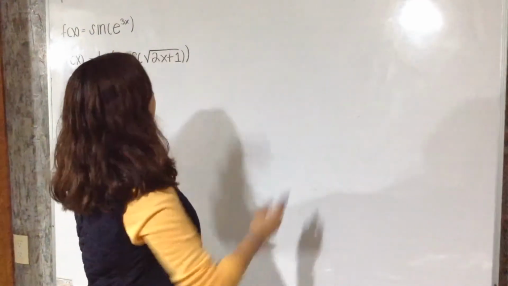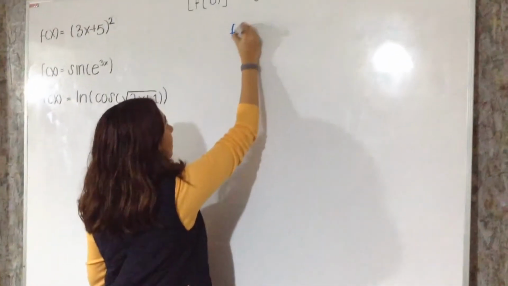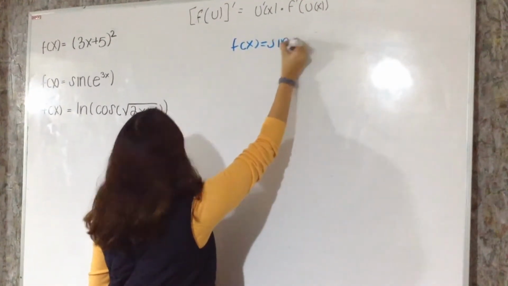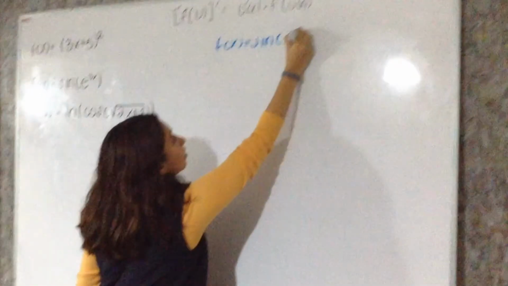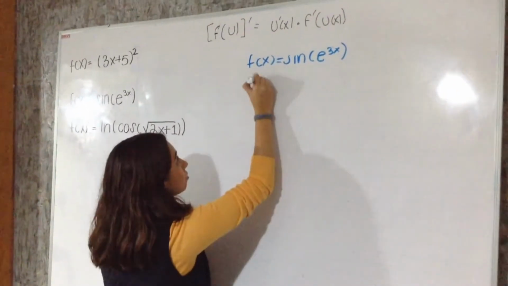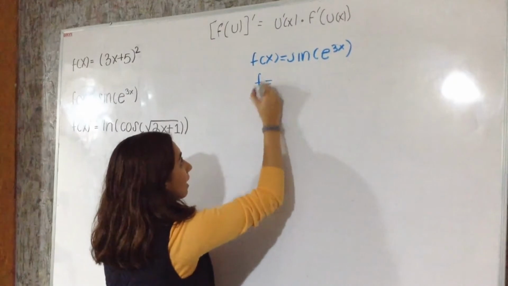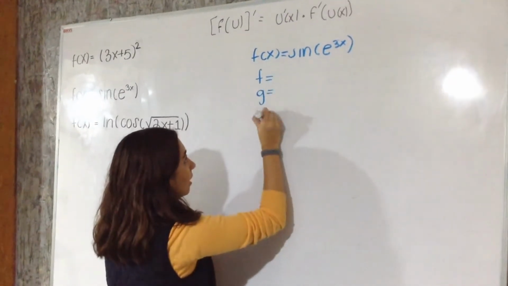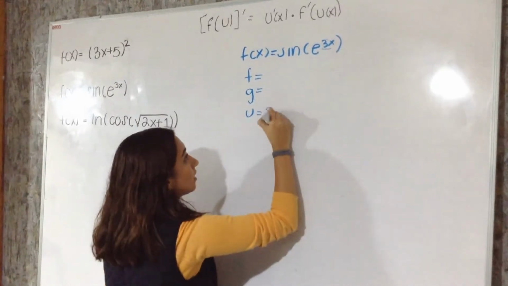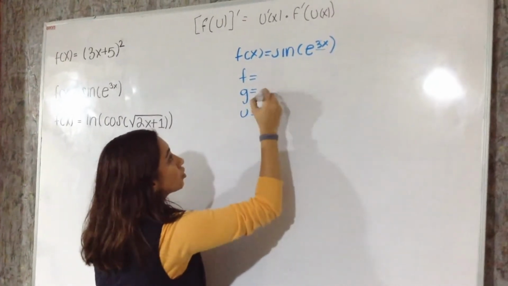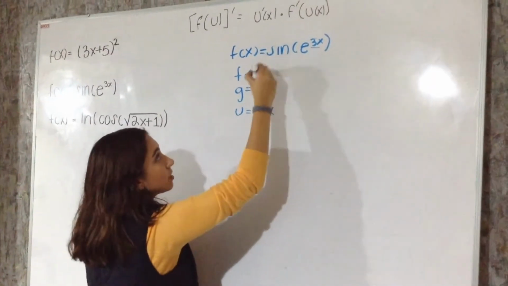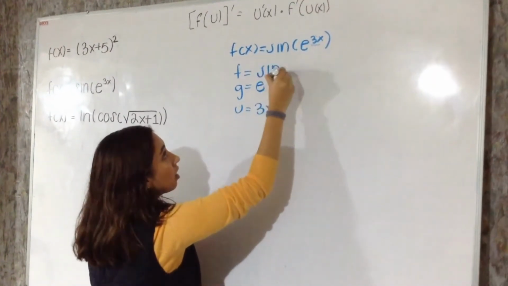Now the derivative of the second function. We have sine of e to the 3x. Now we have three functions. We are going to identify as f, g, and u. The first one, u is going to be this one, 3x. G is going to be e to the u. And f is going to be sine of g.